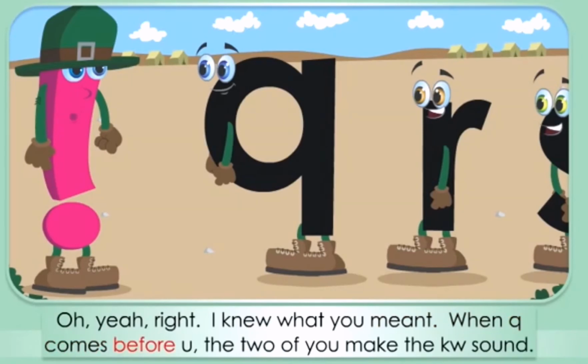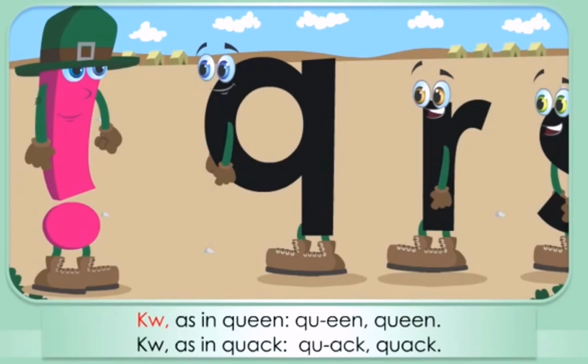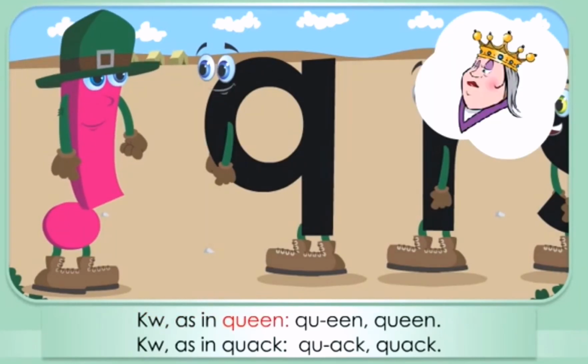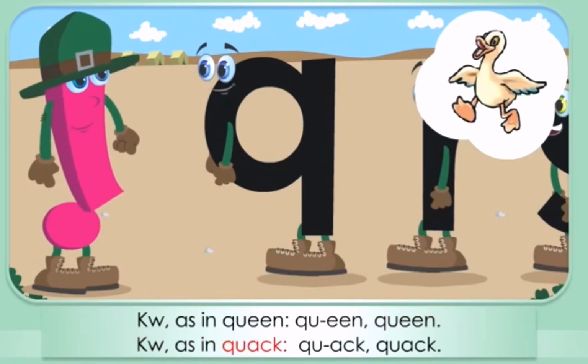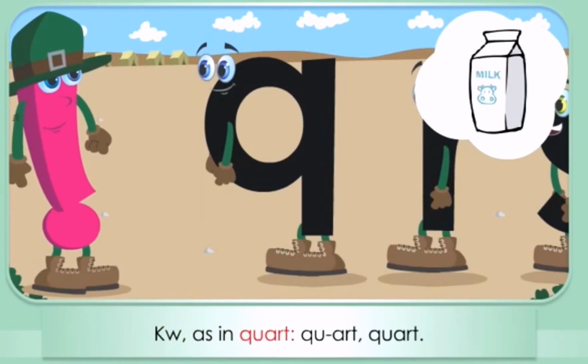When Q comes before U, the two of you make the qu sound. Yes, that's right. Q and U together make the qu sound. Qu, as in queen. Queen. Qu, as in quack. Quack. Qu, as in quart. Quart.